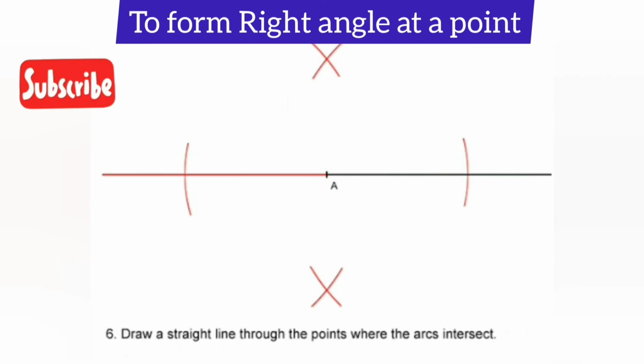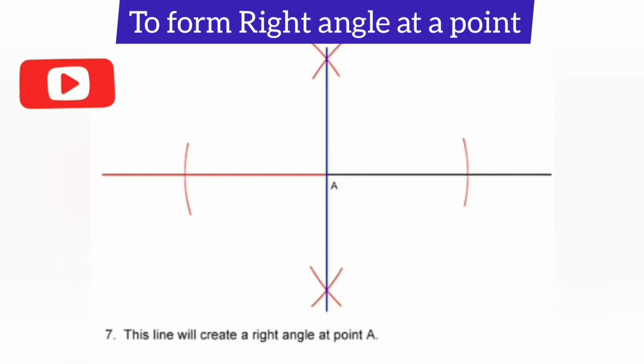Then draw a straight line through the points where the arcs intersect, as shown. This line will create a right angle at the point A.